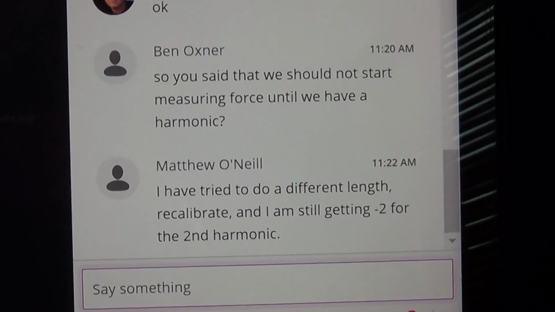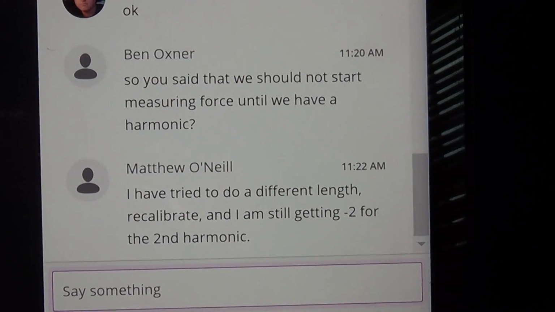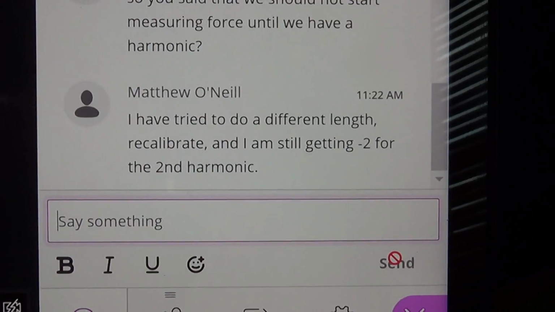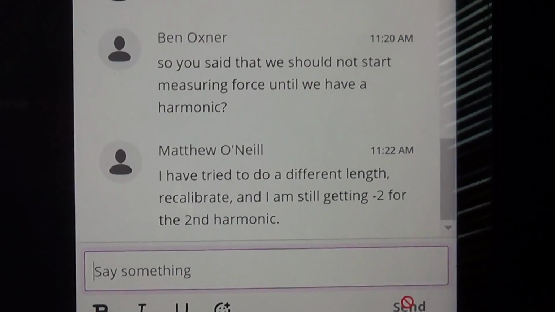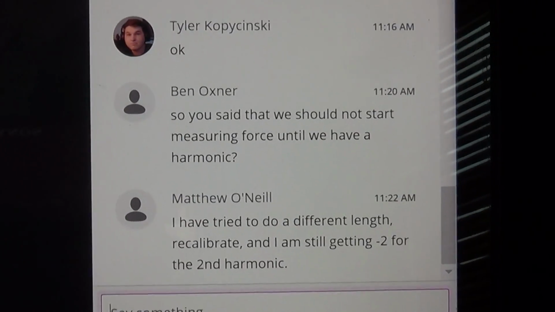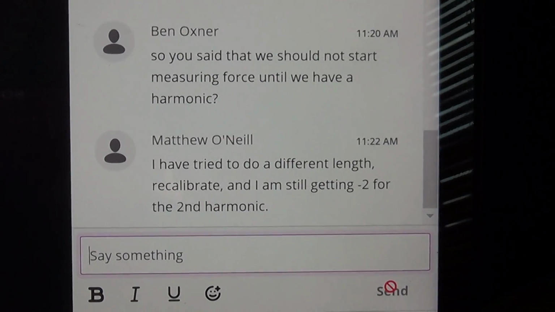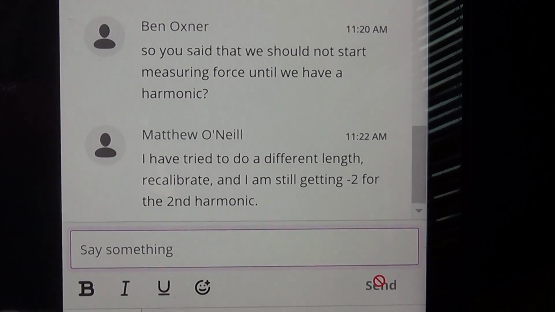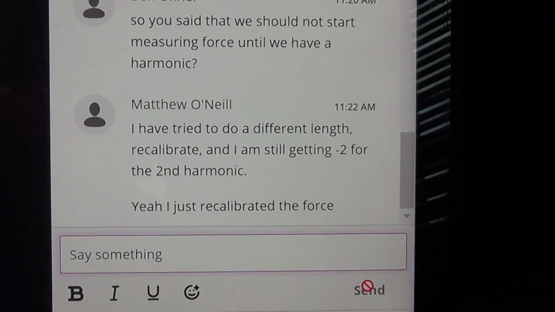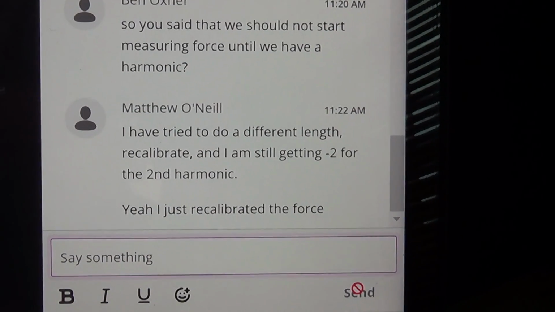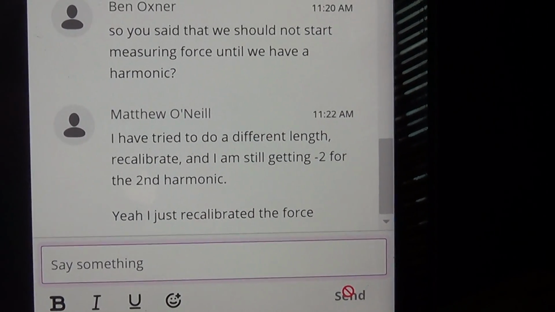Unless, have you tried recalibrating the force probe? Try that. Even though the string is tied to the eye screw, go ahead and give yourself some slack on the string and set the iLab up for doing the force probe. Yes, I just keep recalibrating. Okay, so you did that.